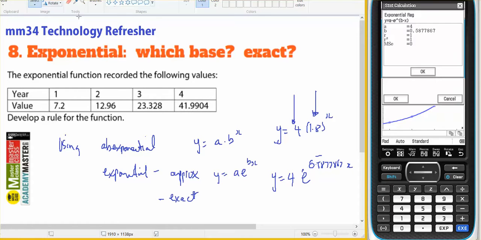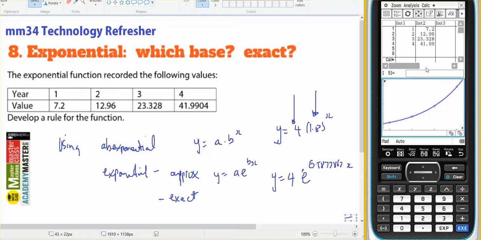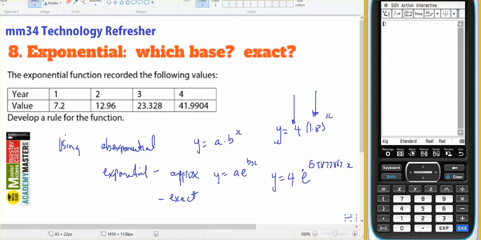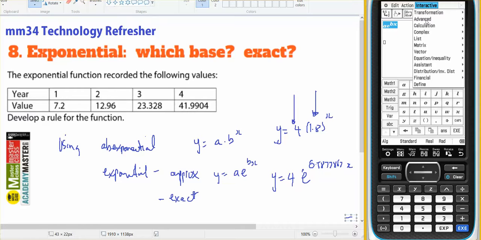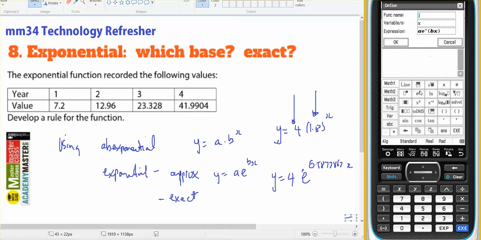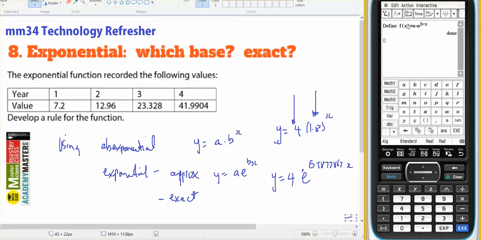I wonder if these are the same things. So I might go OK, and I might go back into main, because in main it's exact. And if in main I had, bring up my keyboard, variables, a, math 1, e, variables, bx. So that's my general rule. And what I might do is I might go interactive, define, and I'll define it as f of x.